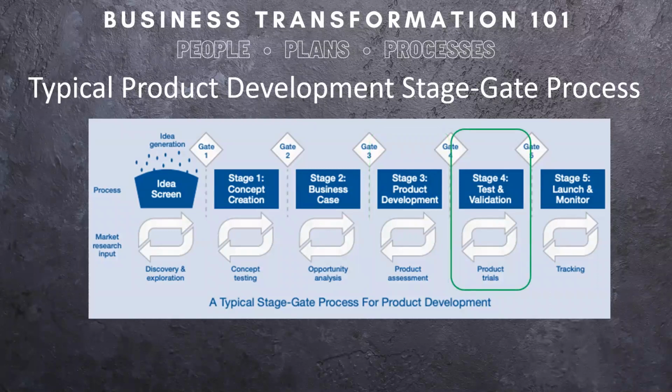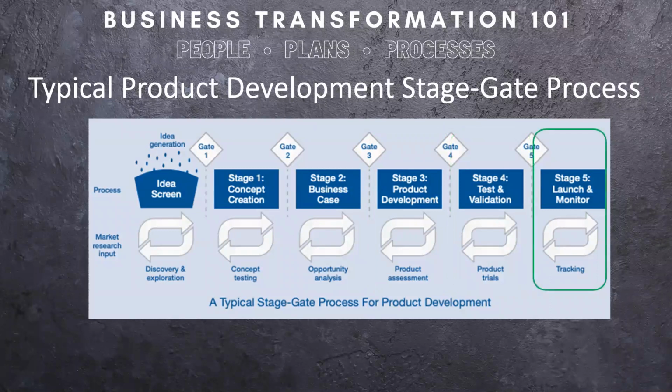Stage four consists of test and validation of the product design. Does the product meet the design specifications and the customer's expectations? This stage could include testing of prototypes by customers. Upon completion of testing, the results are submitted for gate review.